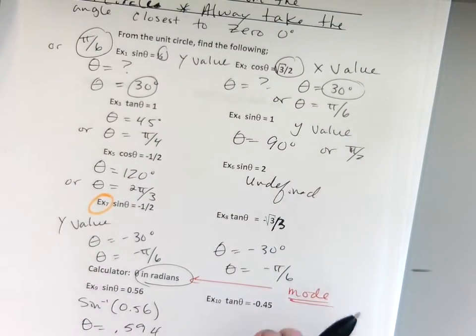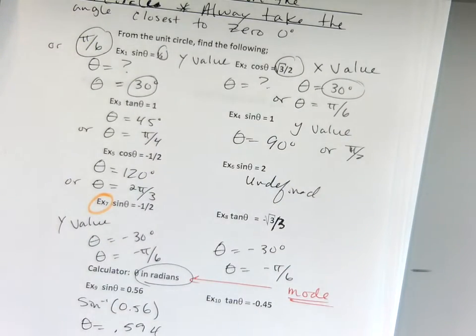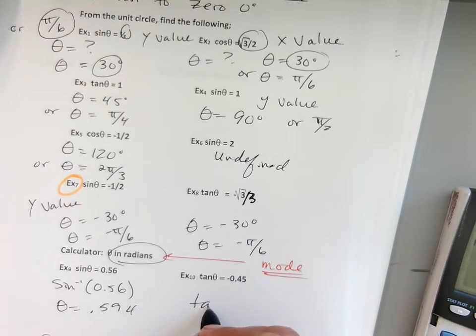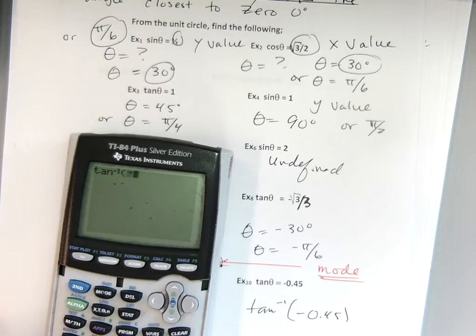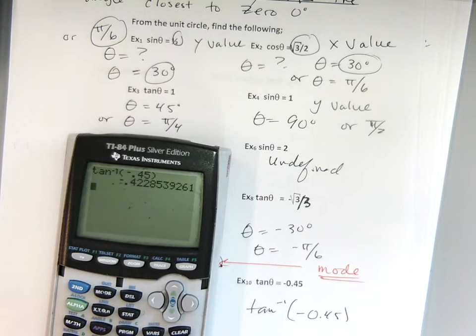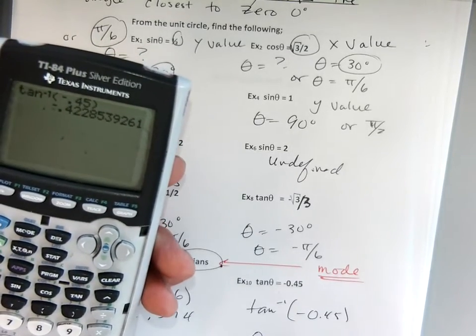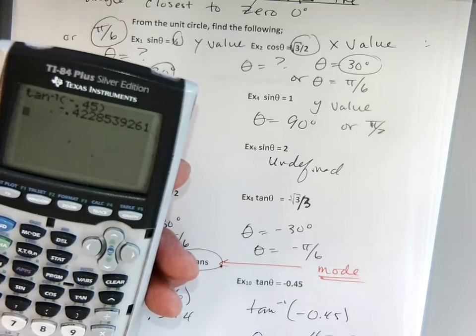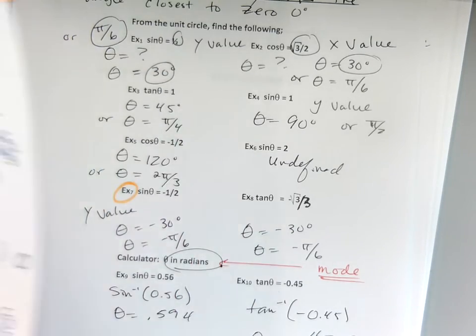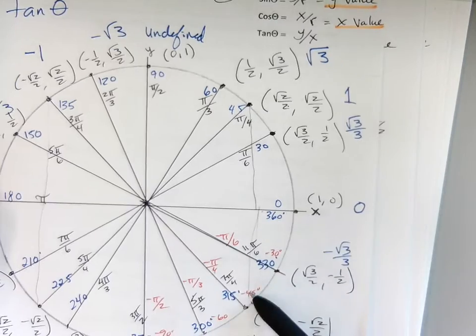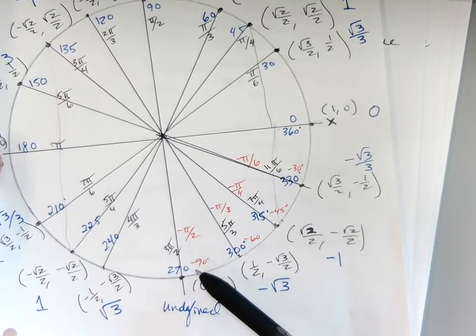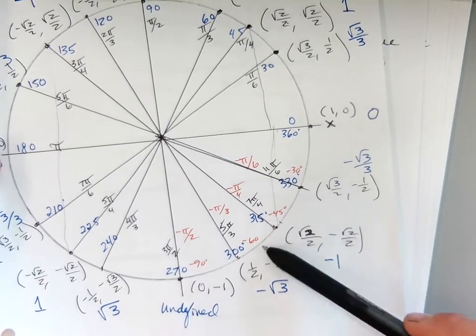Now, tangent inverse of negative 0.45. Same thing. You're just going to use your calculator or your phone. I'm going to go tangent inverse of negative 0.45, and I get an angle, so theta equals a negative 0.4228. That's an angle. That's weird, but it's a negative angle, so it's going in this direction, right? So it's a negative angle somewhere around here. I know that this is about 1.57 as far as decimals. So it's around here somewhere, okay?